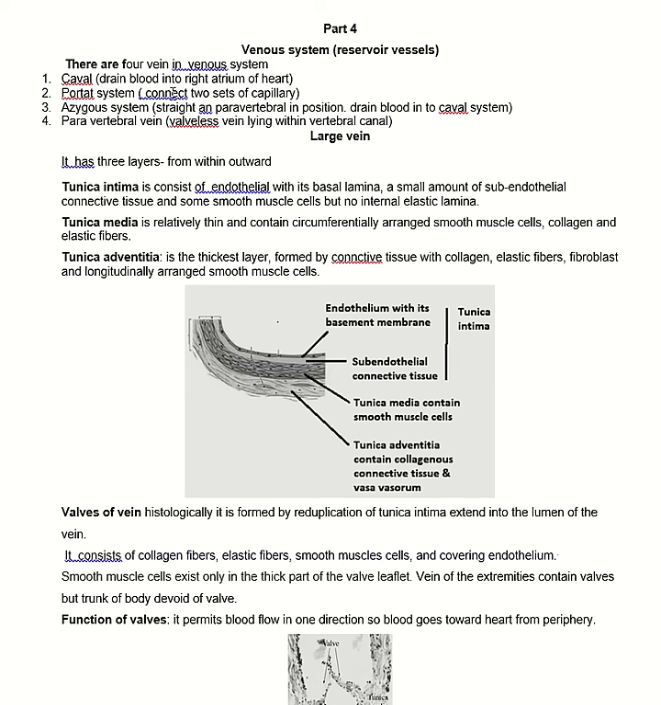The portal system connects two sets of capillaries before draining into the systemic circulation, and the azygos system is present at the back of the thoracic wall. The paravertebral veins are valveless veins lying within the vertebral canal.